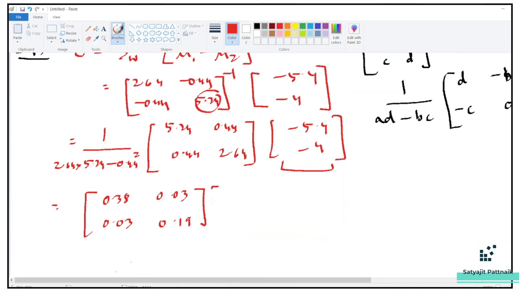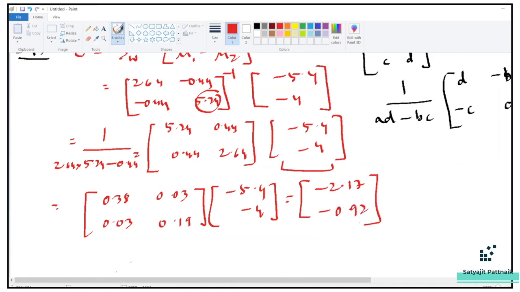Now this is multiplied with minus 5.4, minus 4. If you don't know matrix multiplication, don't worry about it. Just Google it. Search for a matrix multiplication calculator, and you will definitely find two to three different links. You can take help of those portals to get the answer. Similarly, I have also done that, so this final output is going to be minus 2.17 and minus 0.92.